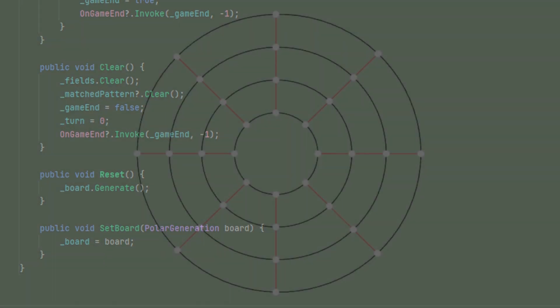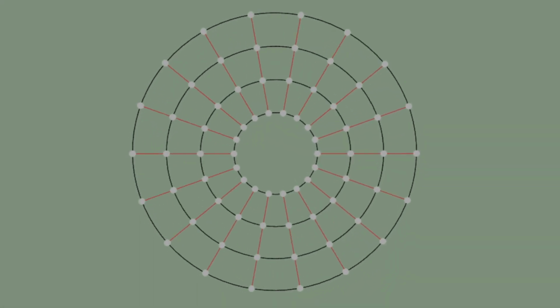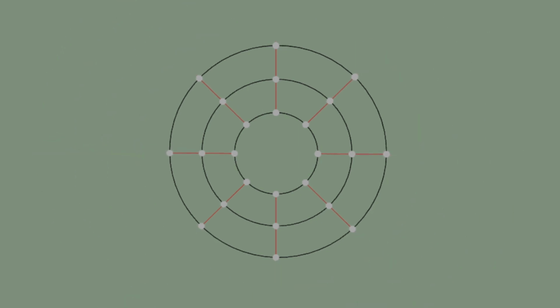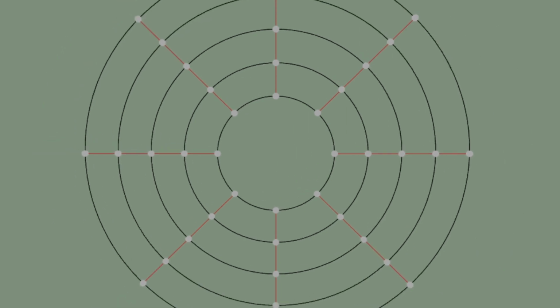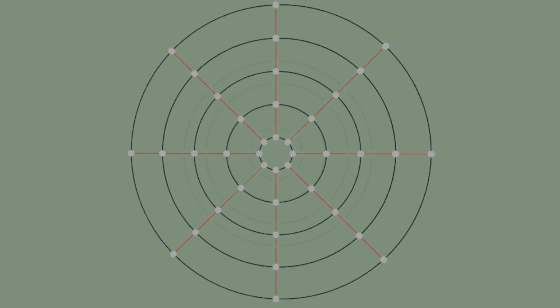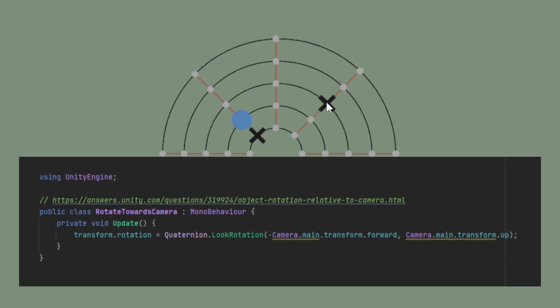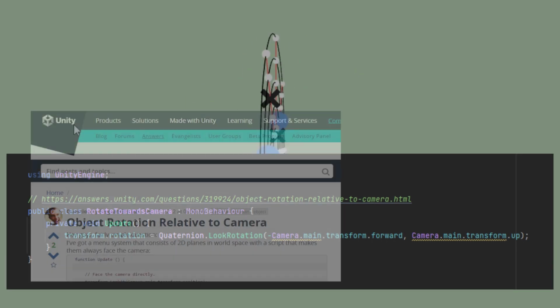If we then will run this, you will finally see the full grid with the hitboxes. You can hover over the hitboxes to see them responding, and when you actually press, they will place an X or O. For this X and O, I applied this simple script which I found on the forums to make it always rotate towards the camera.